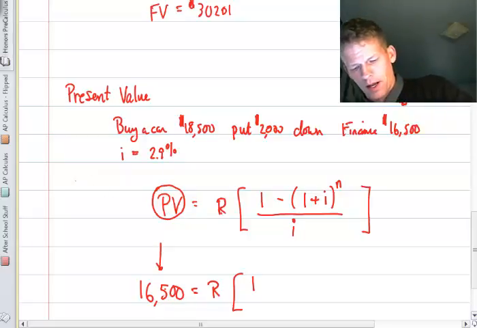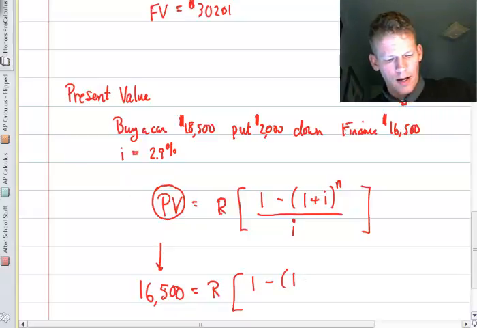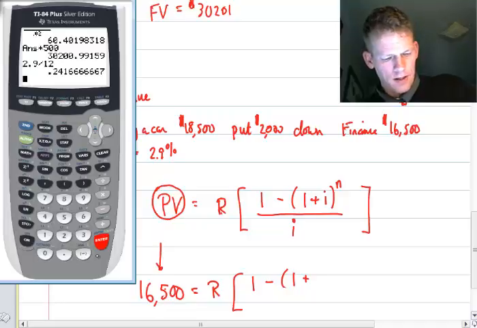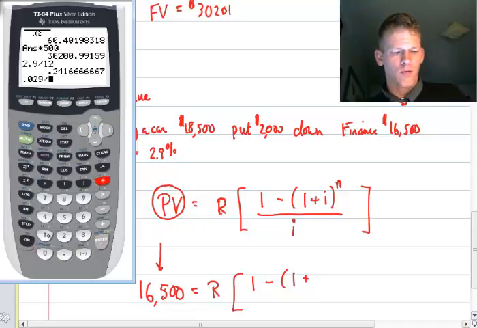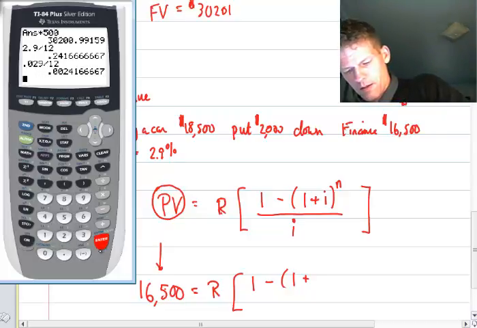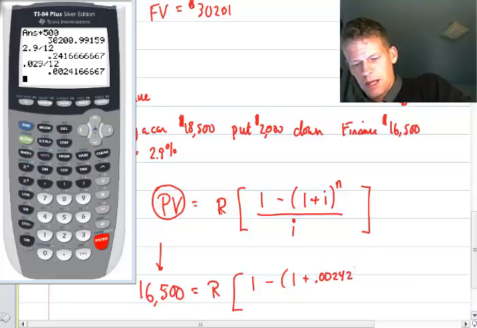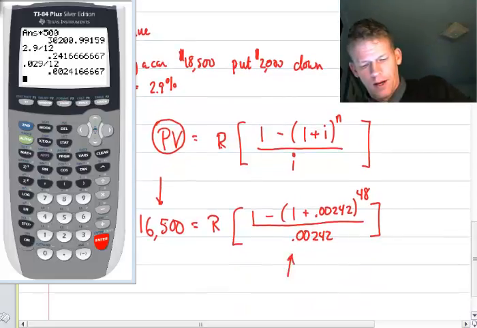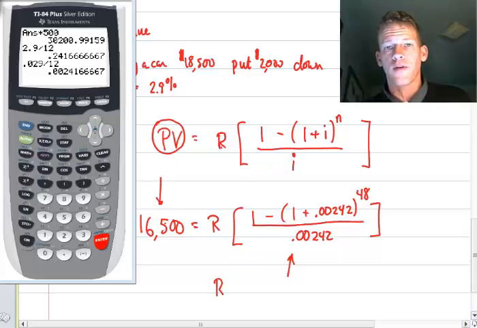So what that means is, for the I calculation, you would take 1 minus, this would be 1 plus, remember it'd be 2.9 divided by 12. I need to calculate that, so 0.029 divided by 12, and that would be 0.0024. I'm going to say 0.00242, rounding up, if I don't want to cheat the bank. And that would be for 48 payments, and I would have to divide that by 0.00242. When I solve for R, what I'm first going to do is find out what this ugly looking fraction value should be, and then divide 16,500 by that. So let me do that in the calculator.